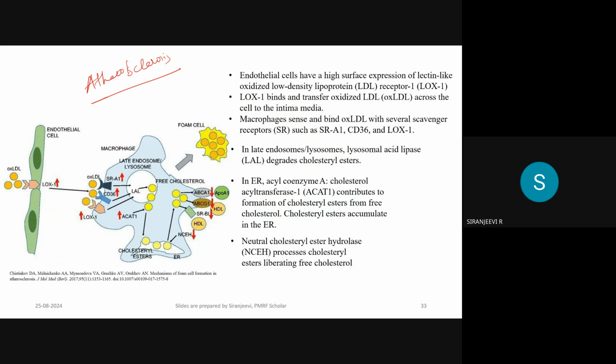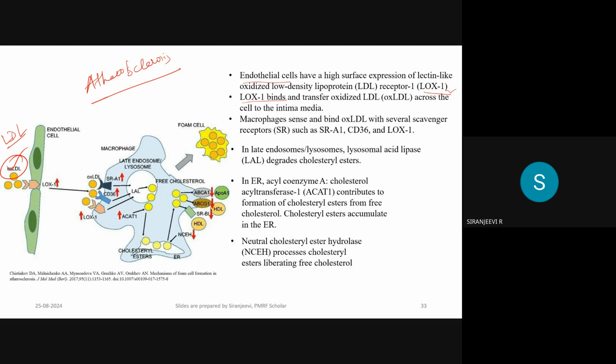Formation: how these lipid molecules or any kind of oxidative stress condition leads to the oxidized LDL formation, that is called oxidized LDL, that is low density lipoprotein. This oxidized low density lipoprotein reacts with the LOX1-like protein, whenever the LDL is more in the body, this kind of reaction takes place. What happens? Endothelial cells usually have the high surface expression of the lectin-like oxidized low density lipoprotein. And this oxidized lipoprotein will bind to the LOX1 receptor.